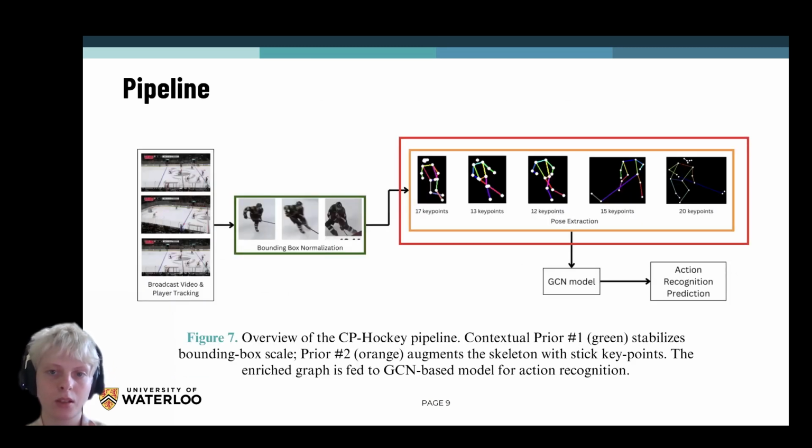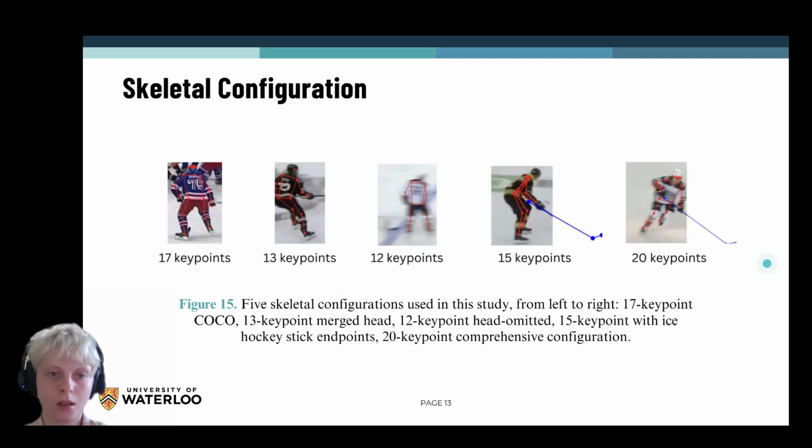After bounding box normalization, the next step is pose extraction. We experimented with 5 skeletal configurations. A common 17 key point COCO pose model; 13 key points with 5 head key points merged into 1 head key point; 12 key points with the head totally omitted; then 15 key points with ice hockey stick end points, those 3 key points that you can see in blue, and 12 body key points. And then a 20 key point comprehensive configuration with 12 body key points, 5 head key points, and 3 stick key points.